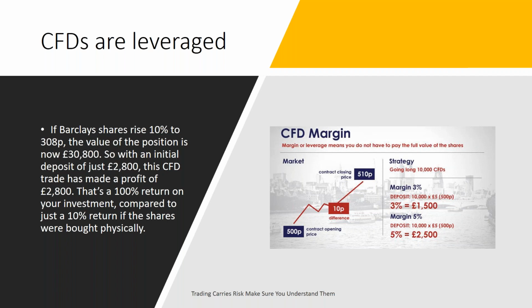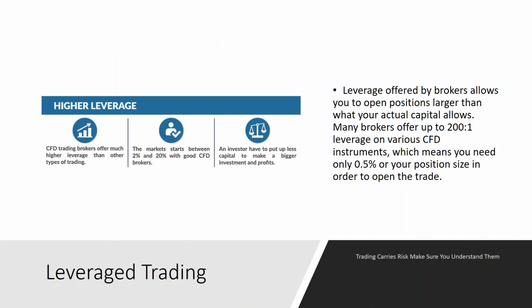So with your initial deposit of just 2,800 pounds for the CFD, your profit was also 2,800 pounds. So you made 100% return on your investment because you put up 2,800 pounds and you made 2,800 pounds of profit. And when you close your position, that 2,800 pound margin was also released back into your account.